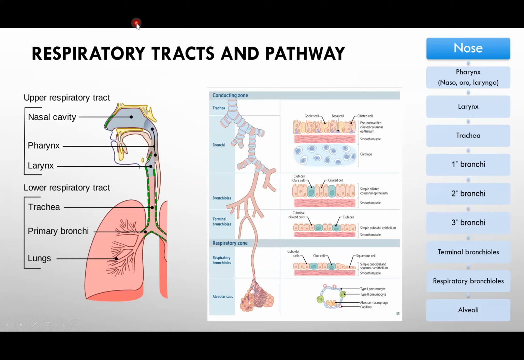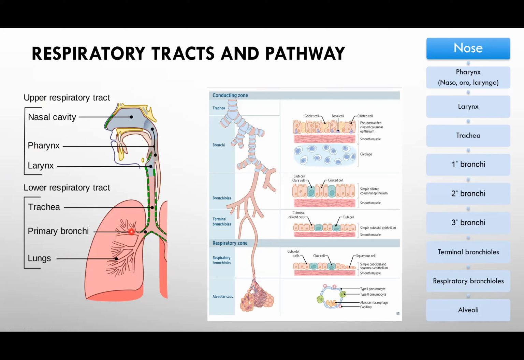I mentioned this before, but I'll just reiterate. The respiratory tract is actually broken into two separate tracts. Sometimes you'll hear someone has, or maybe you've had, an upper respiratory tract infection. That's referring to an infection in either the nasal cavity, the pharynx, or the larynx. Alternatively, there are also lower respiratory tract infections, such as pneumonia. These occur in either the trachea, the primary bronchi, or the lungs themselves.